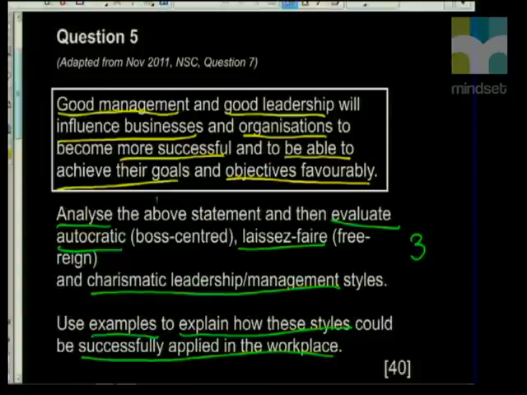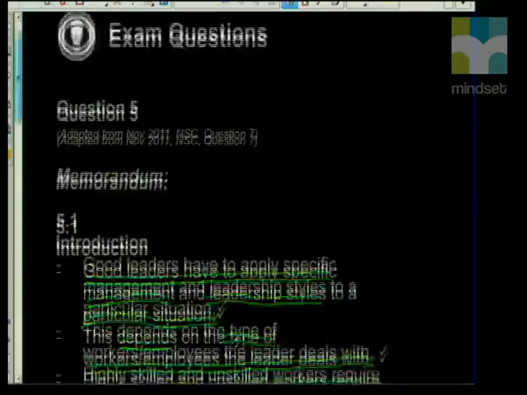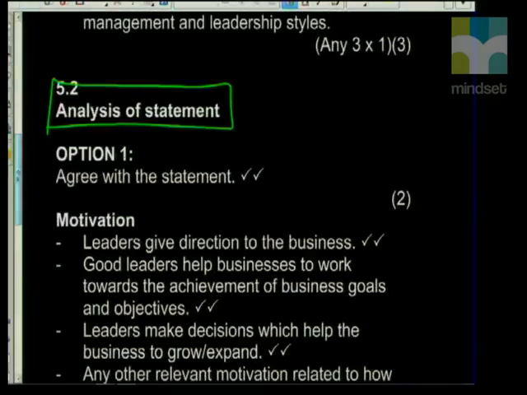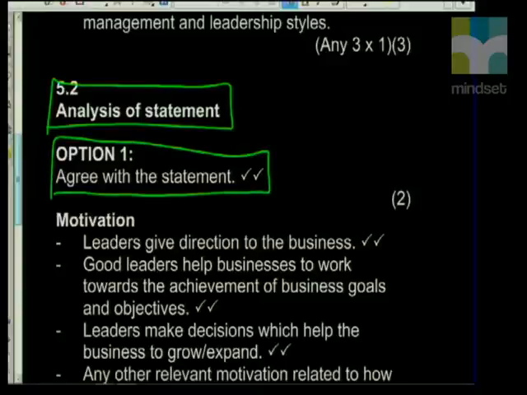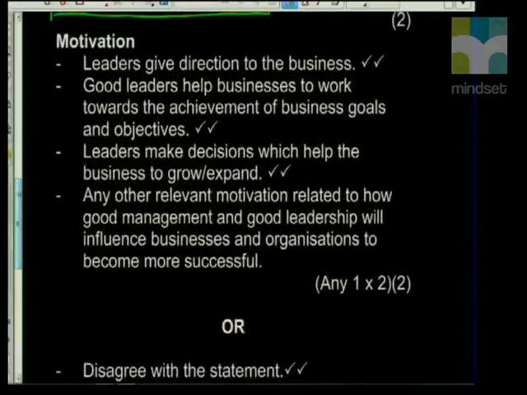So do you agree or disagree? That's the first part. Analyze the above statement and then evaluate the 3. So the first part here, option 1, you can agree with the statement. You can say yes or no, but you have to motivate. Remember, that's very important. So what is the motivation?